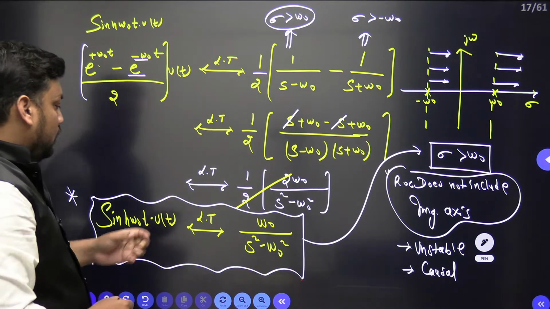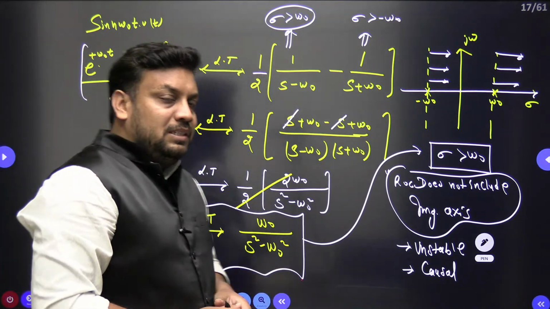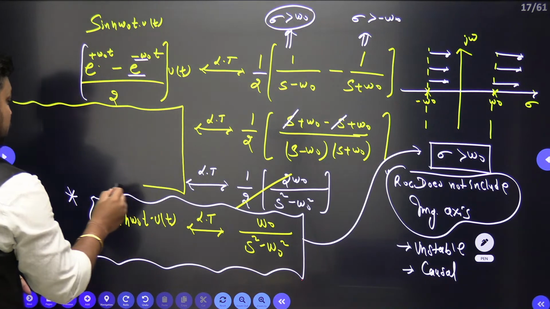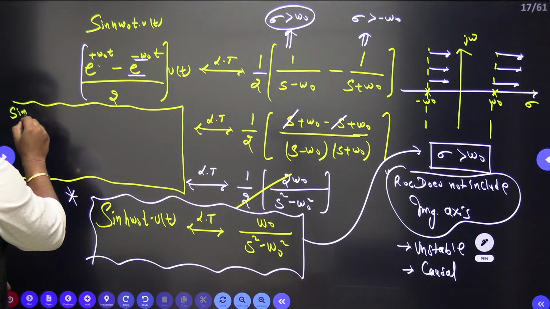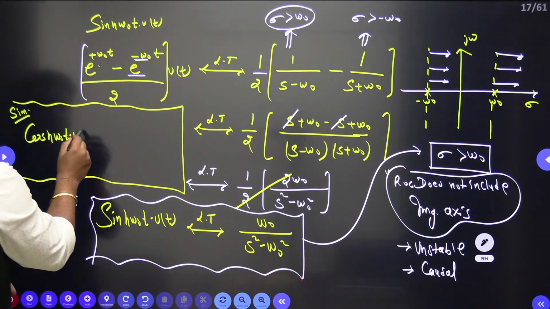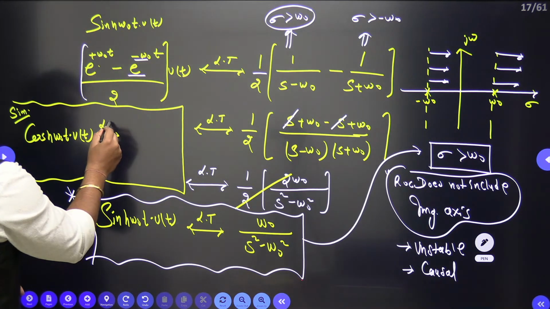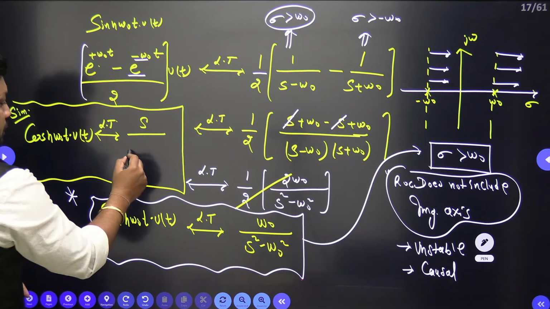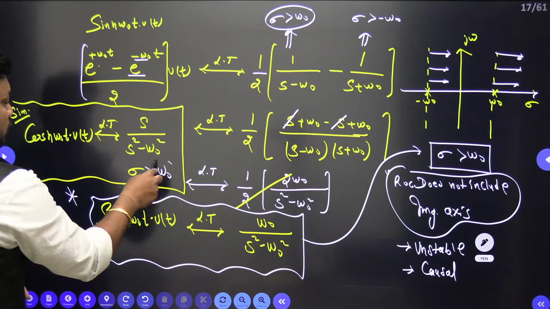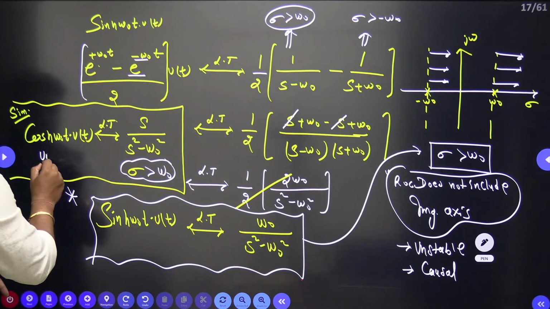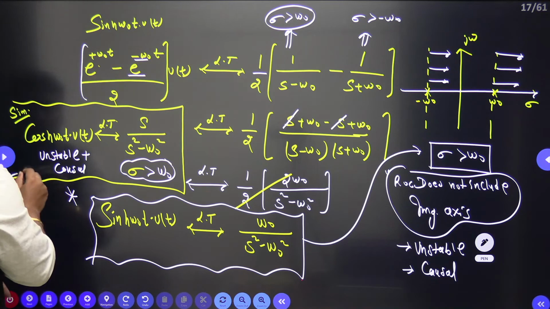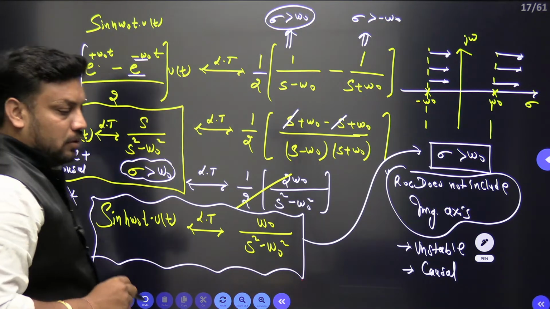Very nice. If you know this result, can you similarly write it for cosh(omega 0 t)? Just to save time, similarly for cosh(omega 0 t) u(t), the Laplace transform is s upon s square minus omega 0 square, and the common ROC is still sigma greater than omega naught. So this is also unstable but causal. I hope this is also clear to you, beta.